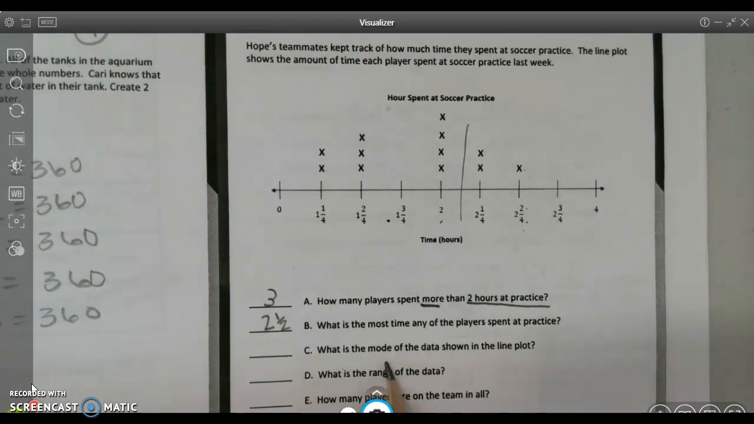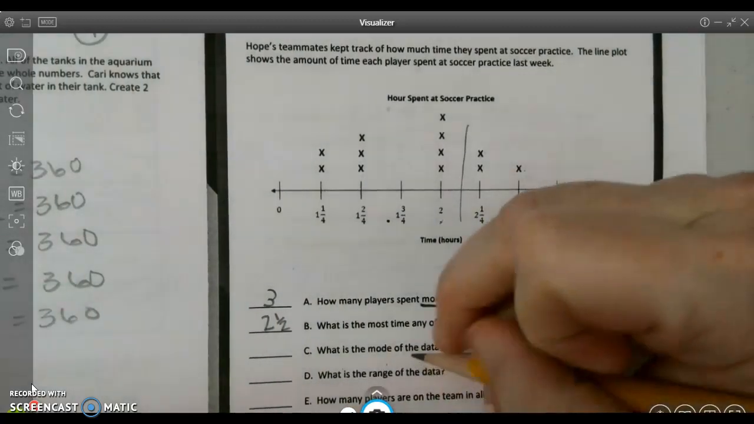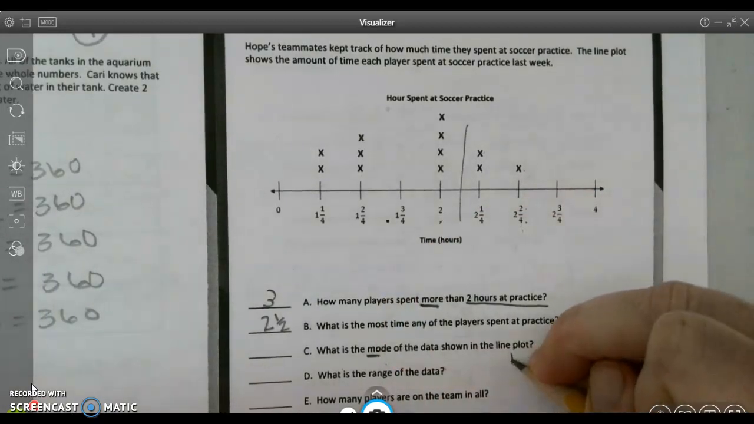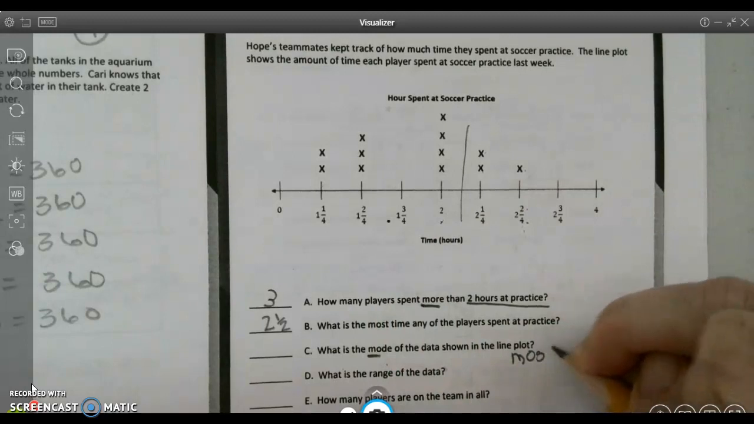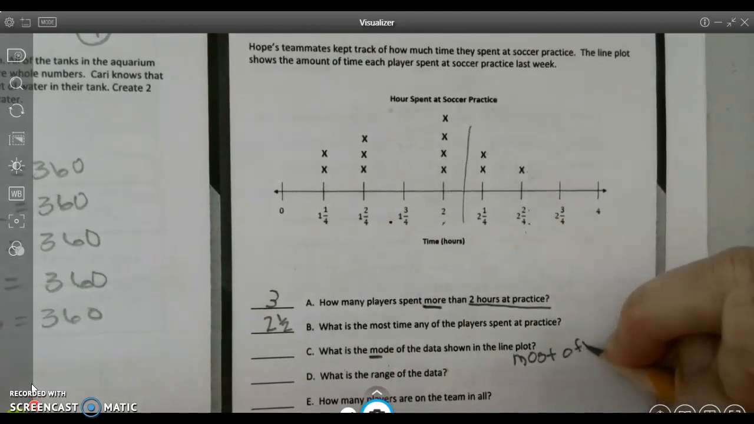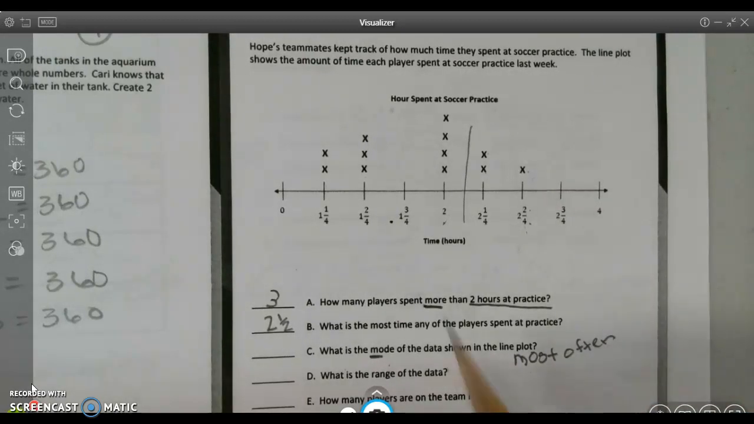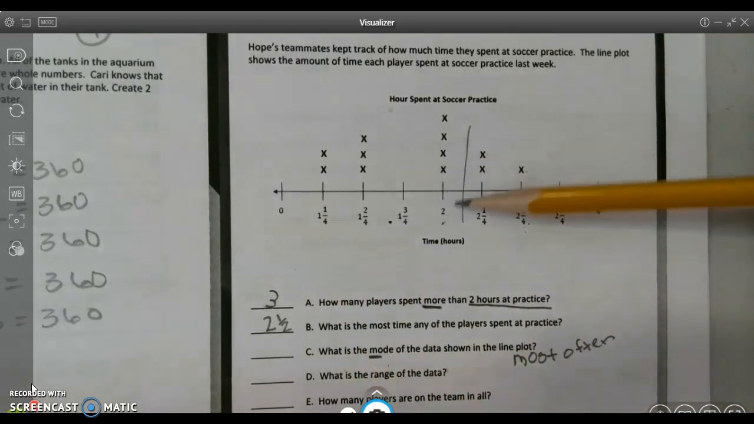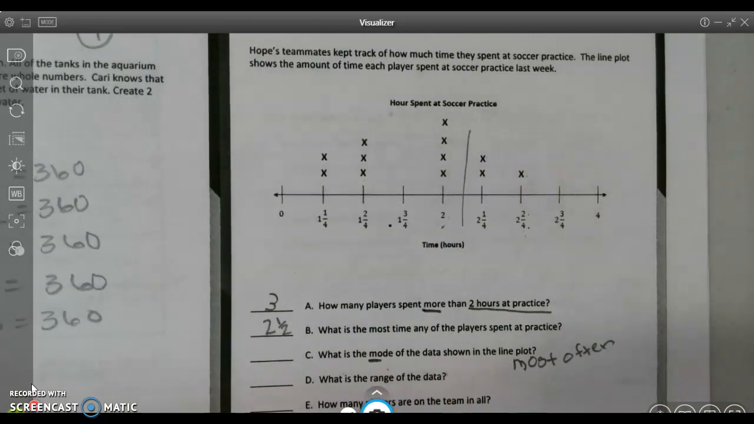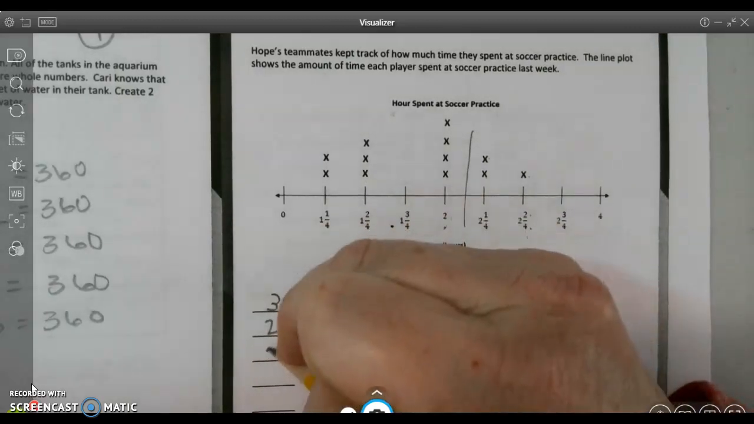What is the mode of the data shown? When I think of mode, I look at MO, and I know MO starts the same as most. Which one occurred most often? When I look at this line plot, I see that on 2 hours, there's 1, 2, 3, 4. That has the most X's. That happened the most often. So that's going to be a 2.